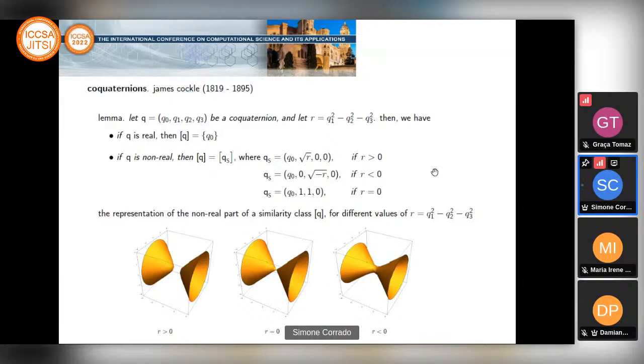Next, I have here the graphic representation of the non-real part of a similarity class. Please see that Q0, the real part of all coquaternions similar to Q, is always equal to Q naught, the real part of Q. So this is constant, but that's why it is interesting to see the representation of the non-real part of the similarity class of Q for different values of this parameter R. We have here a two-sheet hyperboloid, a cone here, and a one-sheet hyperboloid over here when we have R negative.